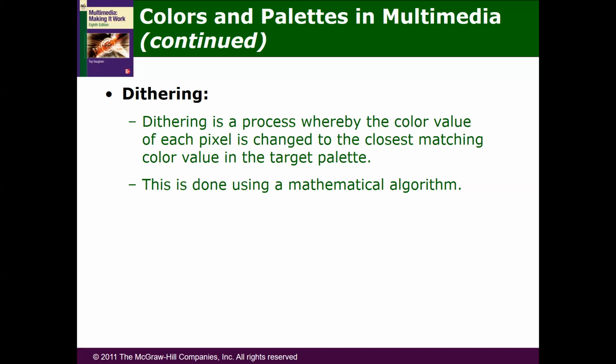So that is dithering. If you read the definition once again, it is a process whereby the color value of each pixel is changed to the closest matching color value in the target palette. And how is it done? It is done through the use of a mathematical algorithm.